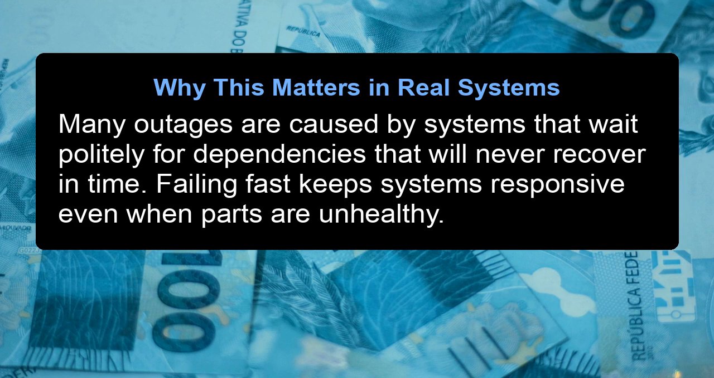Why this matters in real systems. Many outages are caused by systems that wait politely for dependencies that will never recover in time. Failing fast keeps systems responsive even when parts are unhealthy.